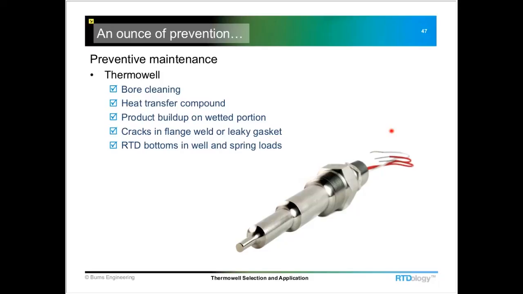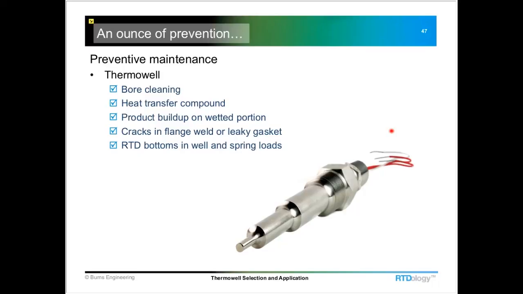In that particular case, the solution wasn't a separable Thermowell. It was just to provide a direct immersion style sensor that had a stepped stem design, which went from a 1/2 inch diameter and stepped it down to a 1/4 inch. Although a Thermowell would have been an acceptable solution for that particular application, it would have provided enough strength, and probably more strength than the direct immersion style sensor.